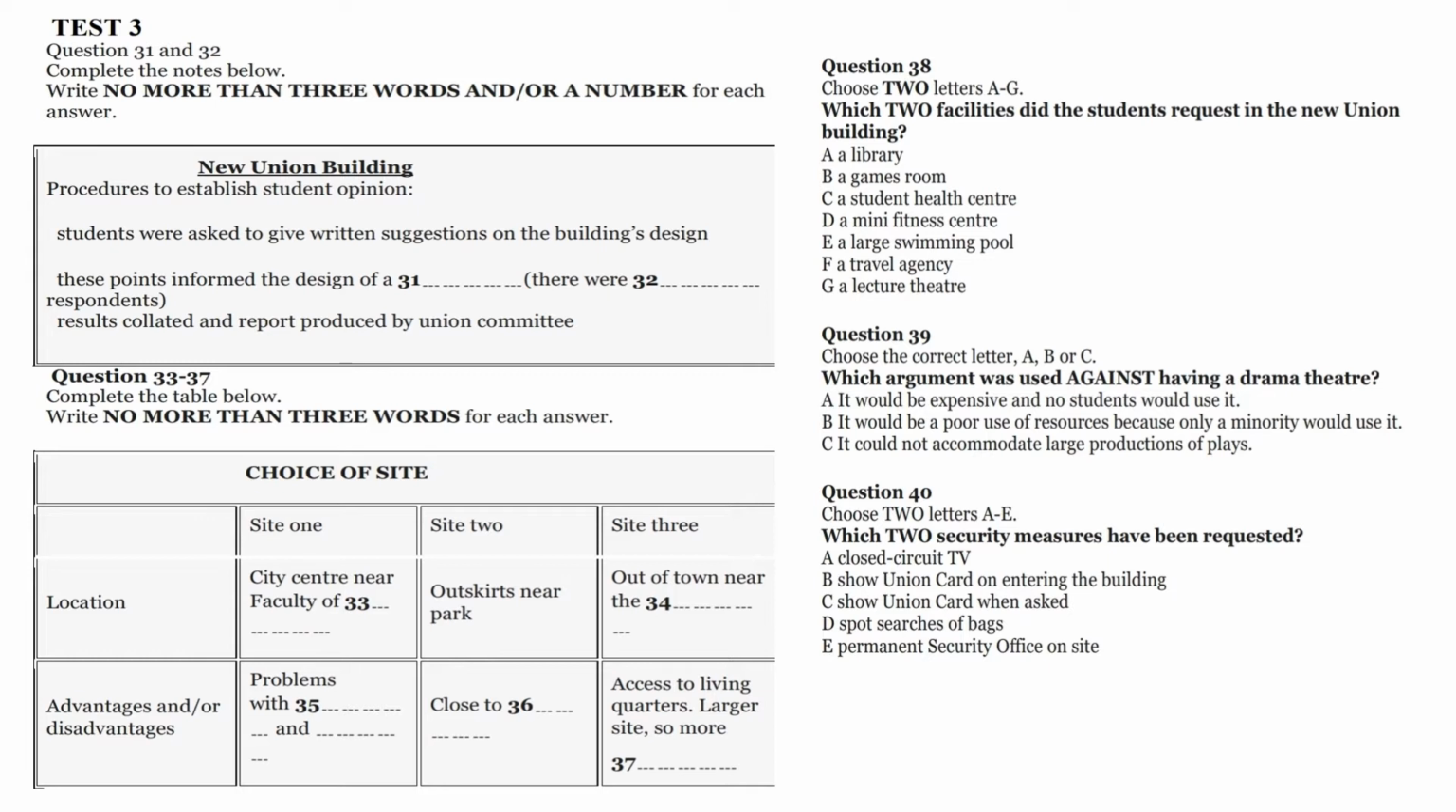Site 1 was unpopular because of traffic and parking problems. Site 2 had a number of supporters, mainly because it was close to most lecture rooms. And Site 3, out of town near the halls of residence, was clearly the most popular because of access from living quarters. It was clear that the union was mainly to be used after lectures. It was also felt that the larger site would allow more room for a choice of facilities.